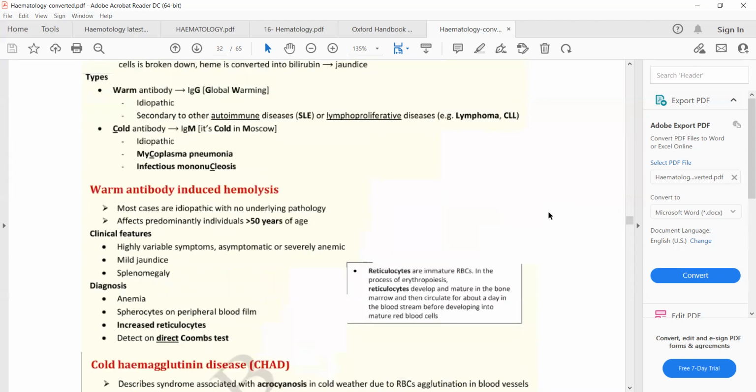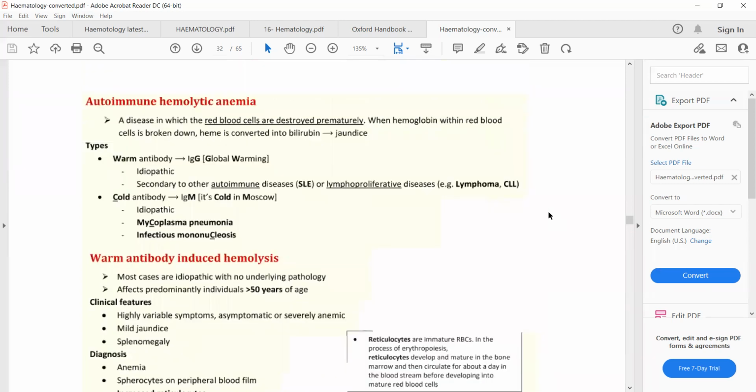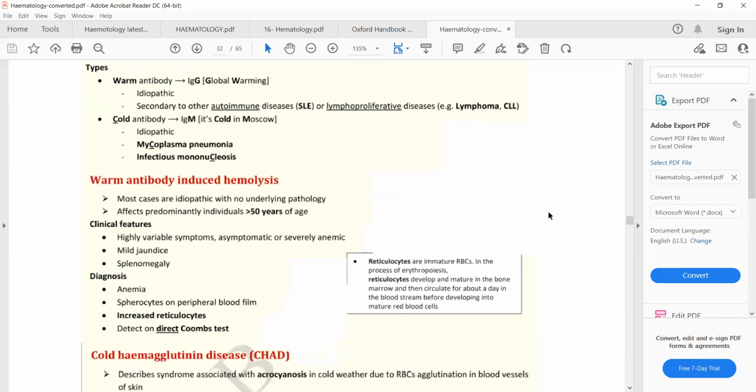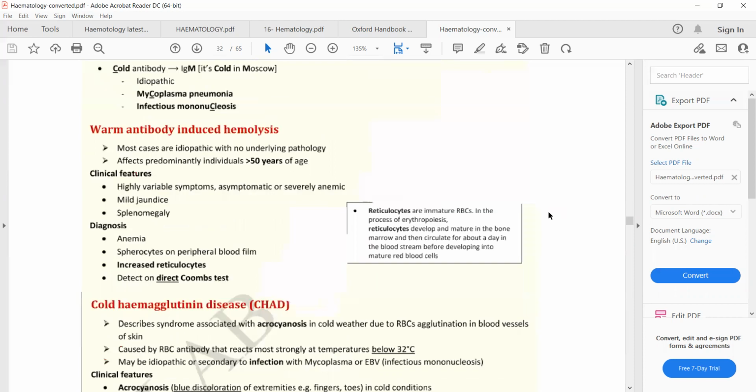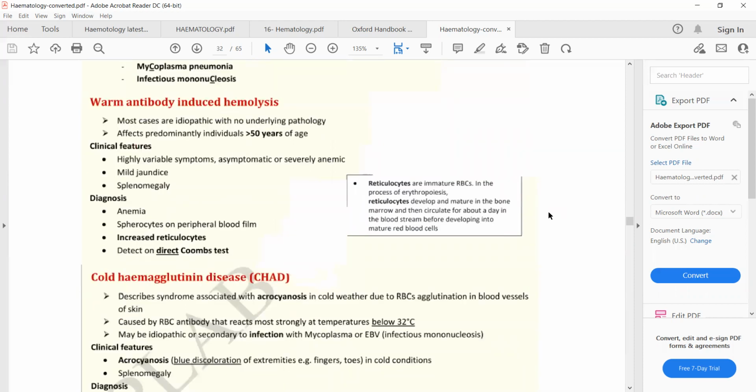They are named warm antibody and cold antibody because the antibodies that are formed in both of them react with the RBCs at different temperatures. The antibodies in cold hemagglutinin disease are IgM, and they react with the RBCs at lower temperatures, temperatures that are lower than the body temperature. They cause agglutination of the RBCs and hemolysis of the RBCs. So that's why it is known as cold hemagglutinin disease.